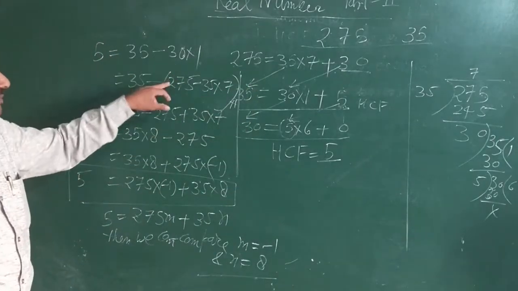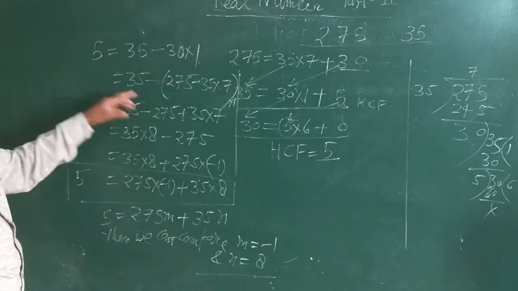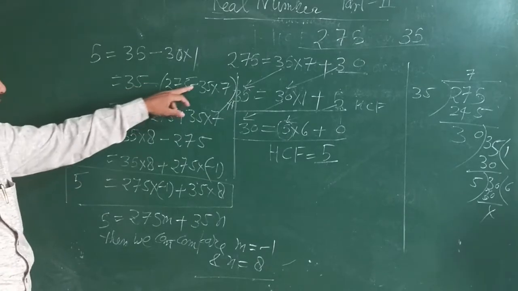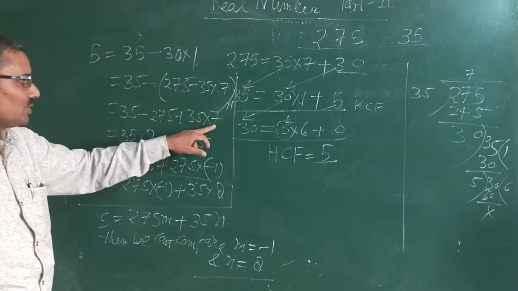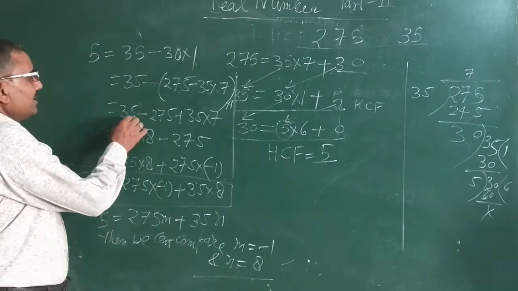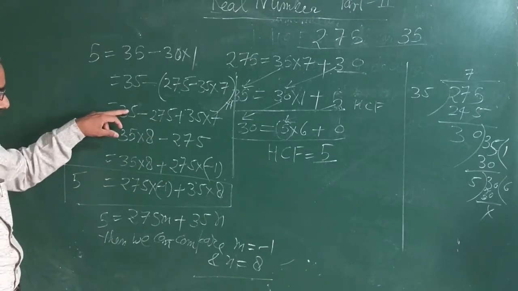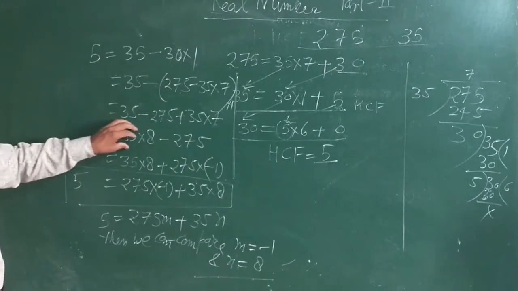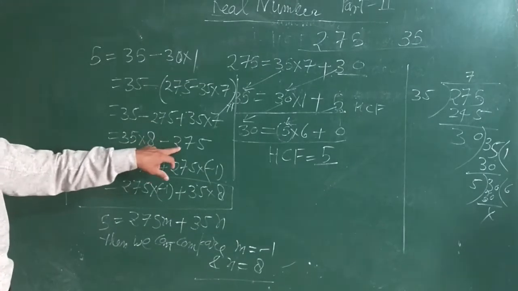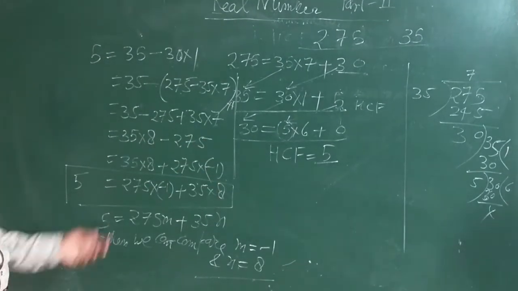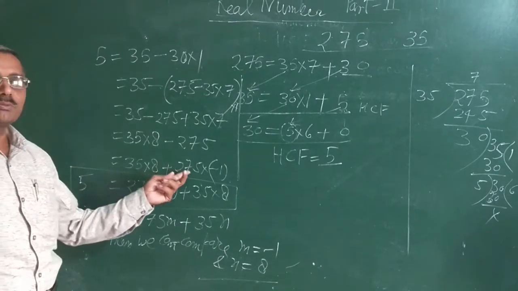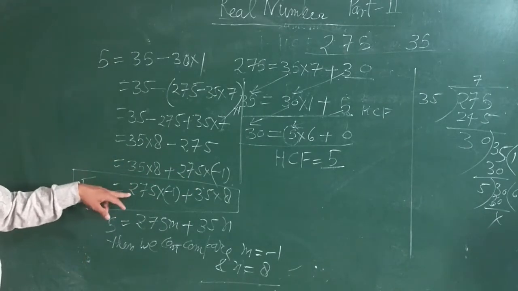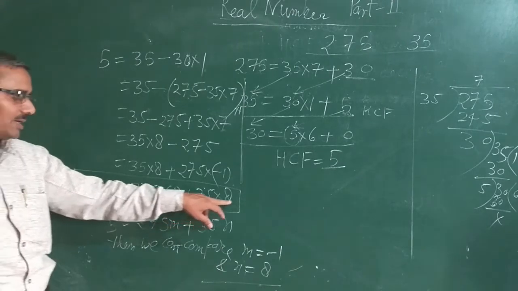So when 1 is multiplied, it will give the same value. Now 35 minus 275 into 1, that is 275, minus into minus plus 35 into 7. Now collect the quotient of 35. 35 here it is 1 times, 35 here it is 7 times. So 35 becomes 8 times. So 35 into 8 minus 275. This can again be arranged: 35 into 8 plus 275 into -1. Now this can again be arranged: 5 is equal to 275 into -1 plus 35 into 8.